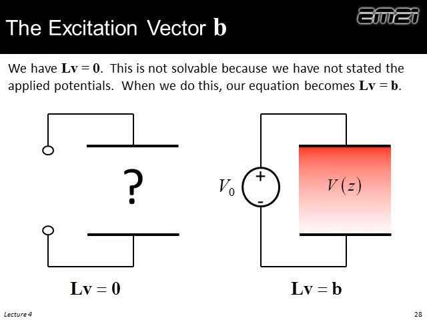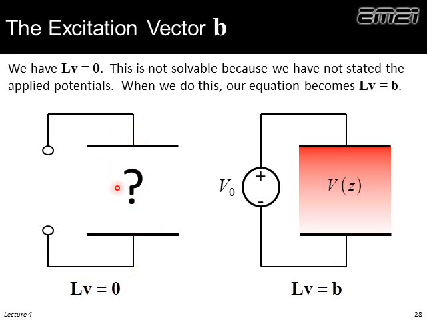Well, we can't solve this yet. We have a matrix equation really in the form of LV equals 0, L being all those terms collected into the matrix form of Laplace's equation, V being a column vector of the unknown potentials, but then all of that equals 0. That's not solvable. If we backward divide by L, we just get a trivial solution for V.